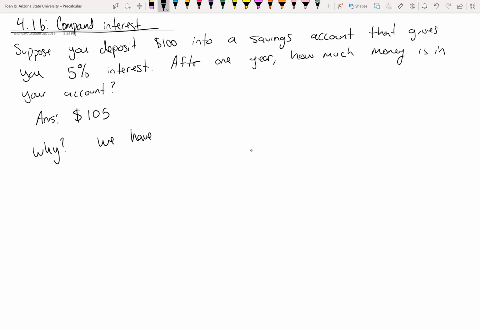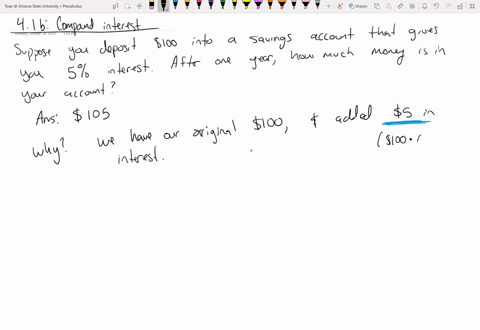We have our original $100 that we got and added $5 in interest. Now the key here is, how in the world did we get 5? Well, of course, that's the $100 that we started with times 5%, and I hope everyone knows that 5% as a decimal is 0.05. So we should have an innate understanding of how to calculate regular interest.